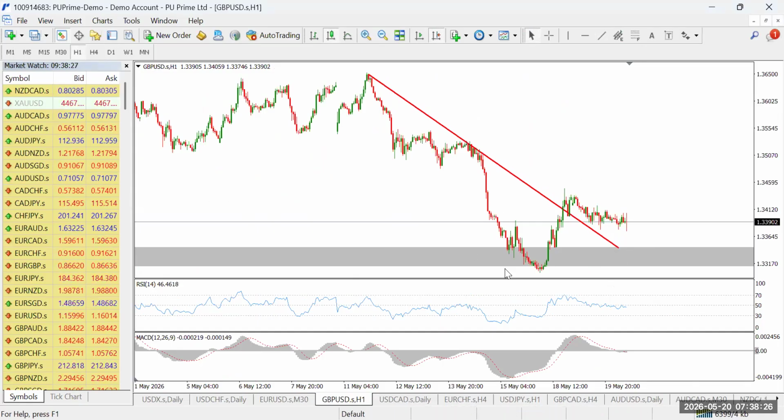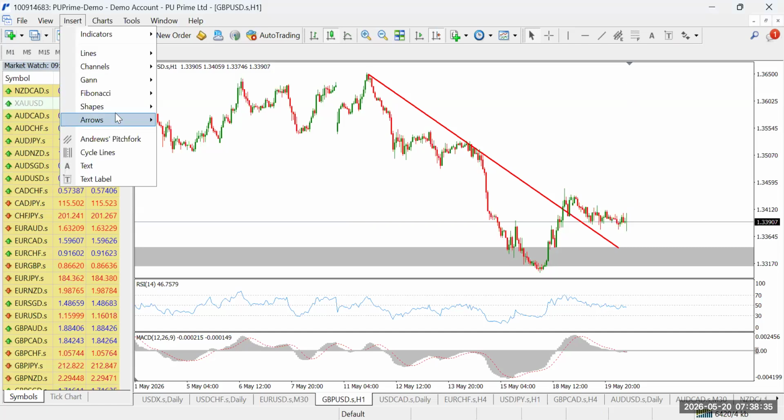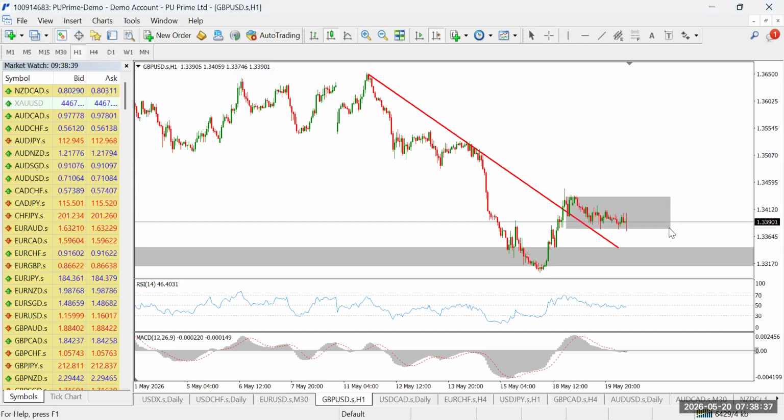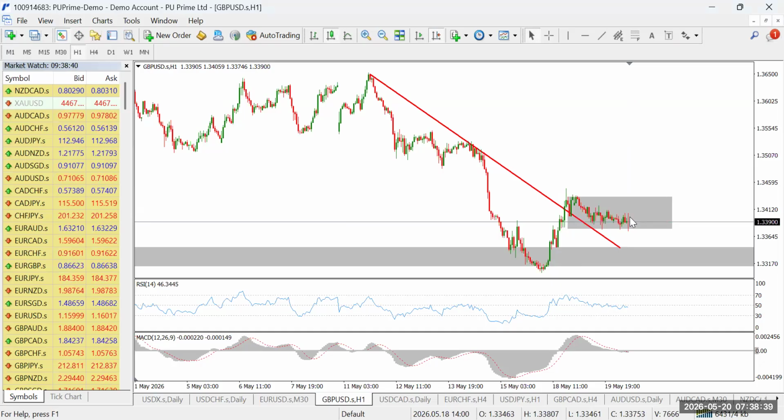So this is JPUSD on 1 hour, giving us an outlook of what's close to an inverse head and shoulder, which might trigger to the upside. However, to be on the safe side, we're only looking at taking a buy if price can clearly break out above this box.